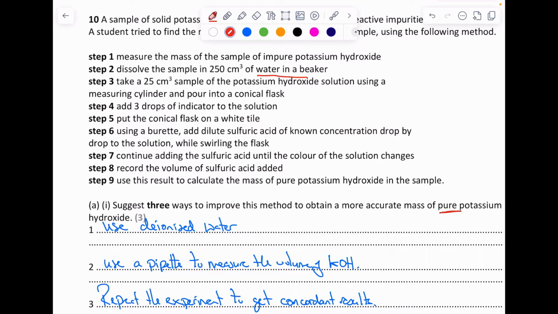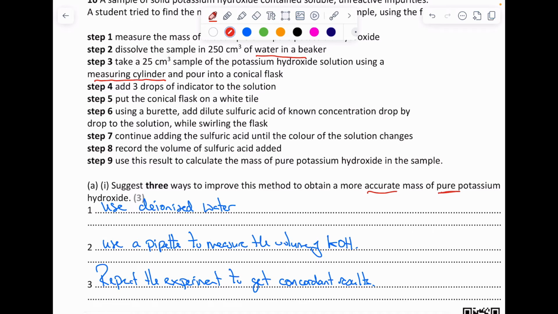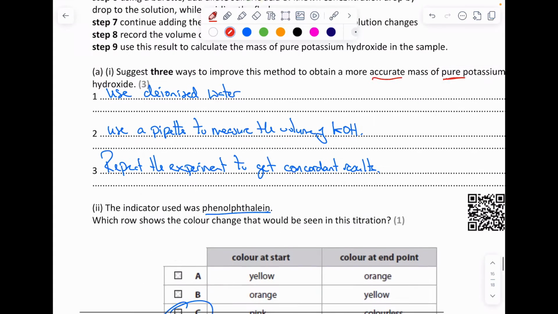Okay. Next one is they talk about using a measuring cylinder to measure the potassium hydroxide. A better way to do that is use a pipette. That's more accurate to measure the volume of the potassium hydroxide. And the final thing, they've actually only done this experiment once. I would suggest that you repeat the experiment to get results that are concordant. And if you remember what that means, results that are close together. So 3 marks, 1 point for each one.